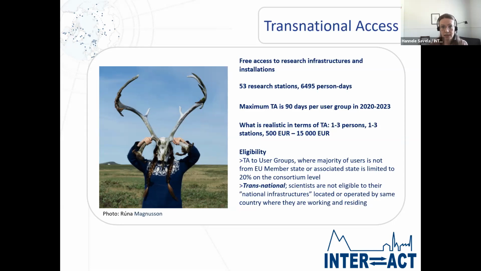What is realistic in terms of transnational access when you are considering how many days you are going to apply for and for how many persons? I would say as a rule of thumb that it's realistic to apply for access for 1 to 3 persons at a time and to 1 to 3 stations. The travel costs that you would be applying for would be maybe something between 500 euros and 15,000 euros. That is a general guideline, not an absolute requirement.